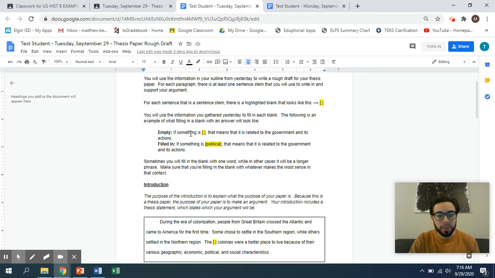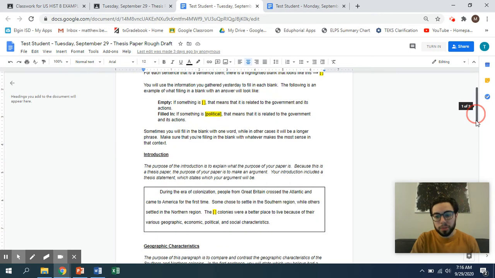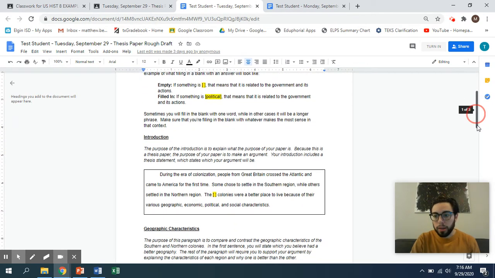It's like here, right? If something is blank, that means that it is related to the government and its actions. I would type in political, right? If something is political, that means it is related to the government and its actions. That completes the sentence. Keep in mind, though, that when you're writing your rough draft, you're not writing in facts necessarily. You're writing in more so, again, your argument and information to support that argument. So it's oftentimes not just going to be one word. Sometimes it will be whole sentences, right?